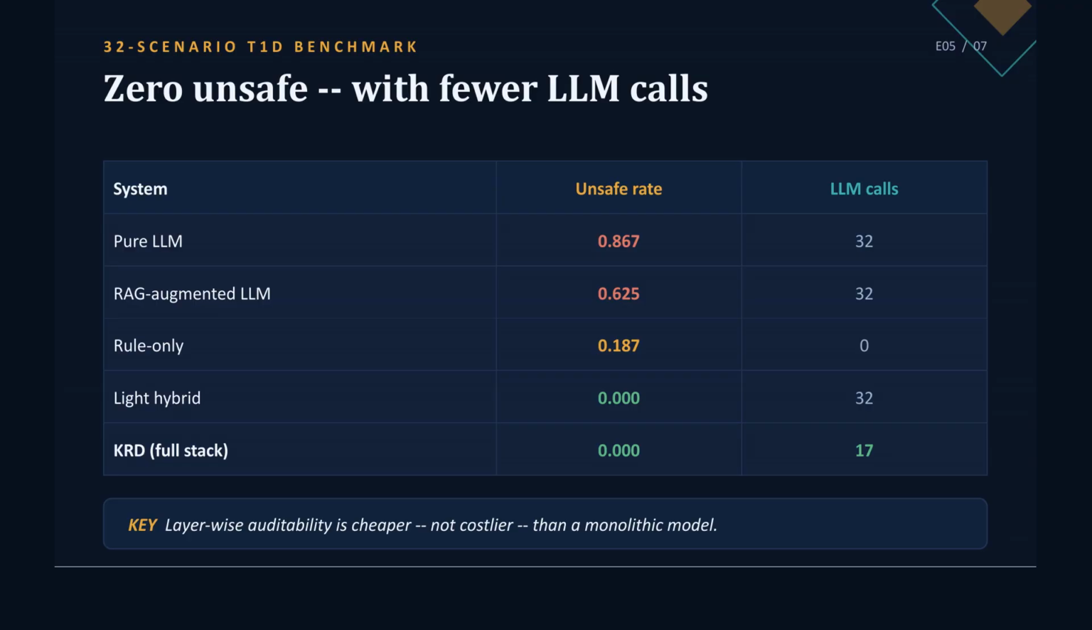The point is not that this one architecture wins a leaderboard. It is that layer-wise auditability, being able to point at exactly which layer made each decision, turns out to be cheaper, not more expensive, than a single monolithic model.